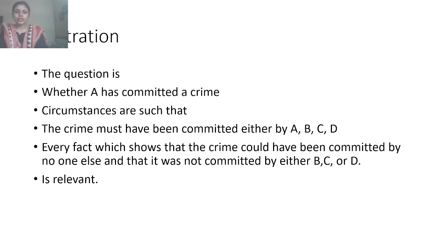We'll go for one illustration here. The question is whether A has committed a crime. Circumstances are such that the crime must have been committed either by A, B, C, or D. Every fact which shows that the crime could have been committed by no one else and that it was committed by either B, C, or D is relevant.